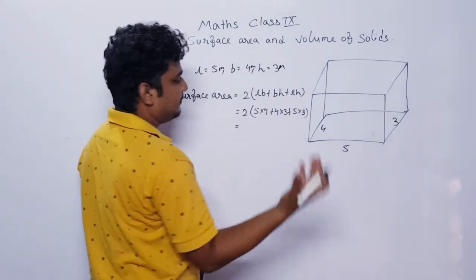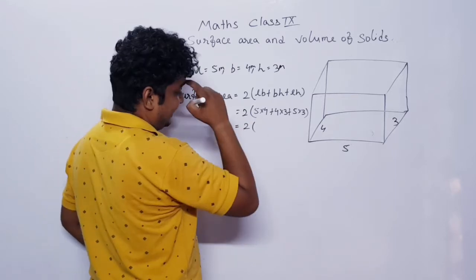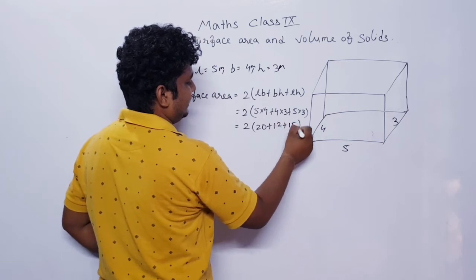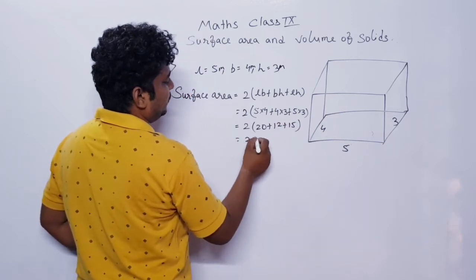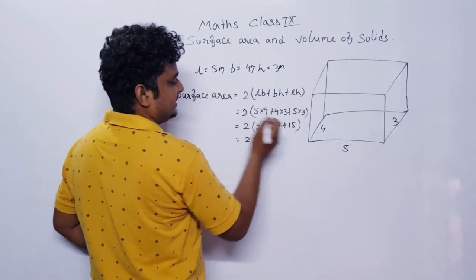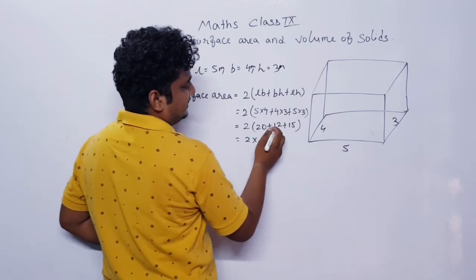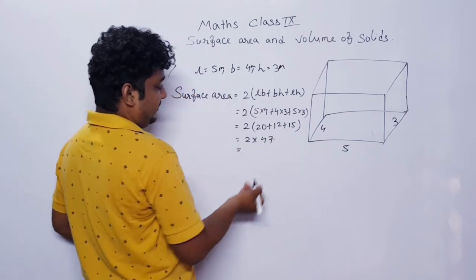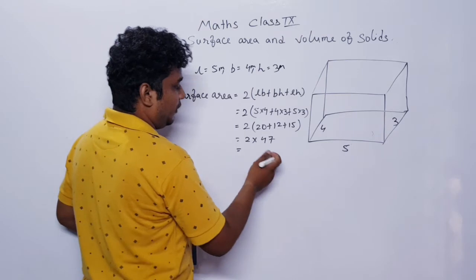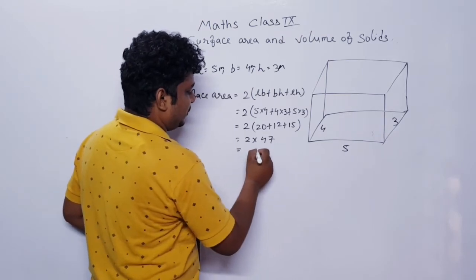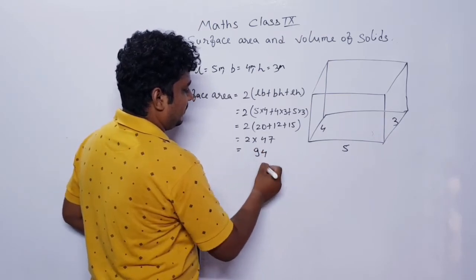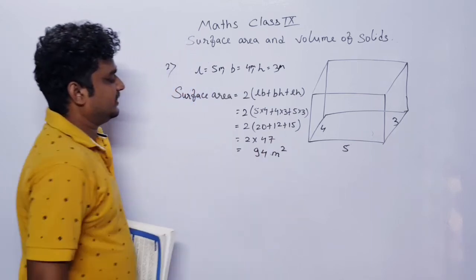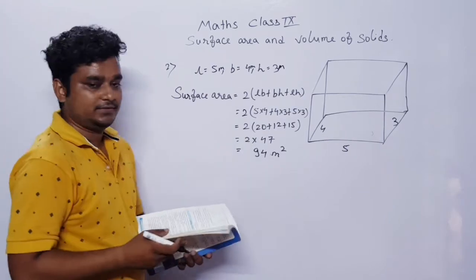In this particular program we are putting the values. So 2 into, again here it will be 20 plus 12 plus 15. So 2 into how much? 20 plus 15 will be 35, 35 plus 12 will be equal to 47. When we multiply 47 with 2, we can write 94. So 94 meter square is the solution of this question.